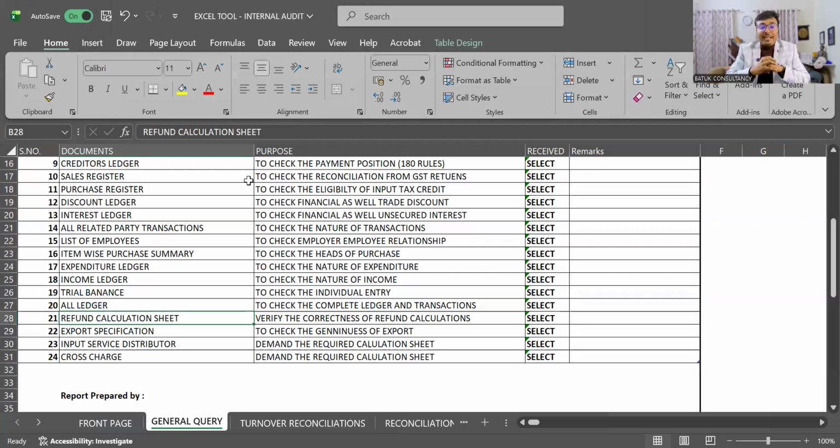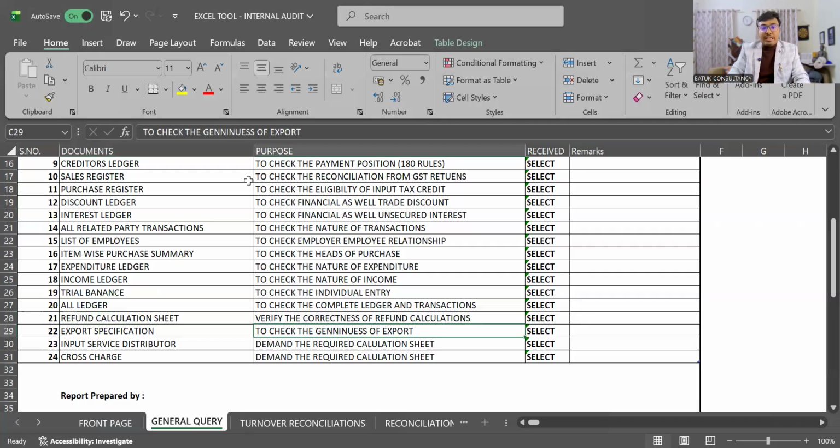Refund calculation sheet. Suppose during the particular financial year, that person has claimed the refund and the departmental authority has passed the refund as well. But we also need to demand the refund calculation sheet and cross verify. Because there may be chances that the refund has been passed due to certain issues, due to licensing. But if there is an issue in the calculation sheet, in future the department may ask for interest and penalty. So we need to go for a cross verification.